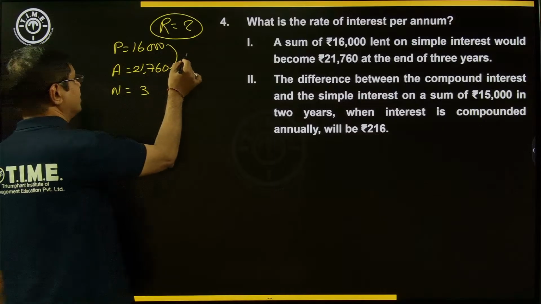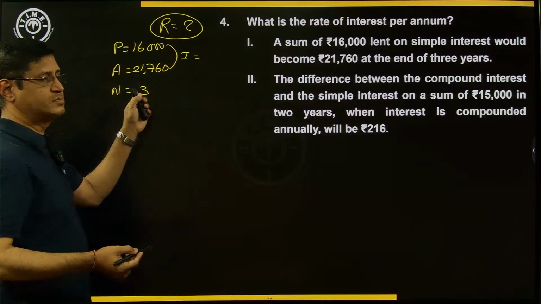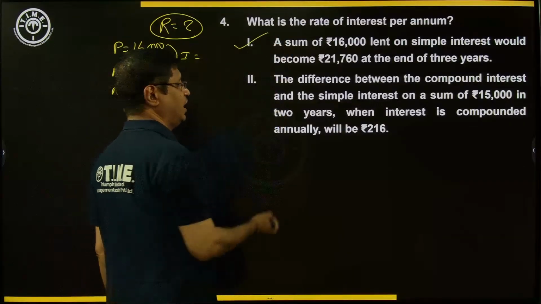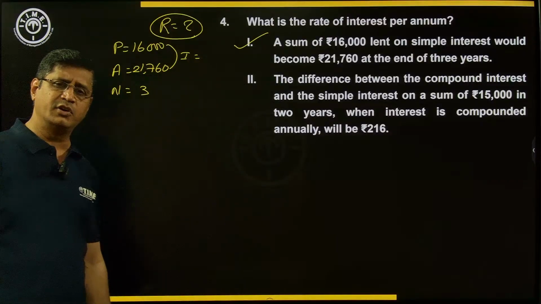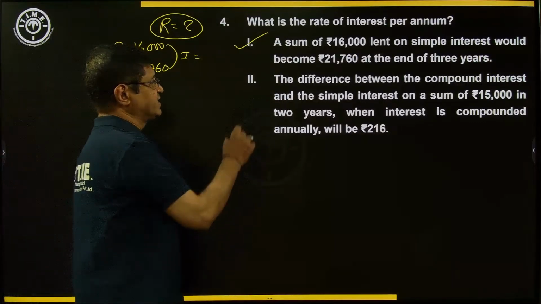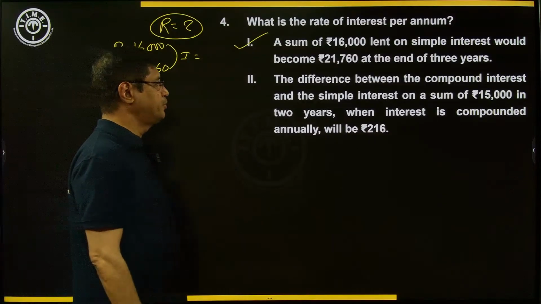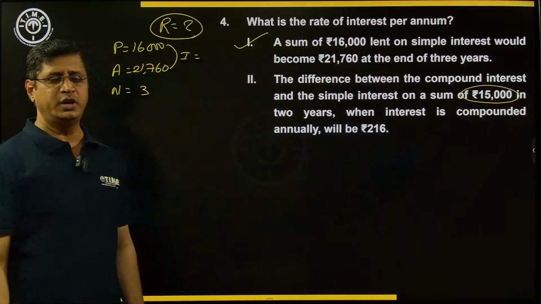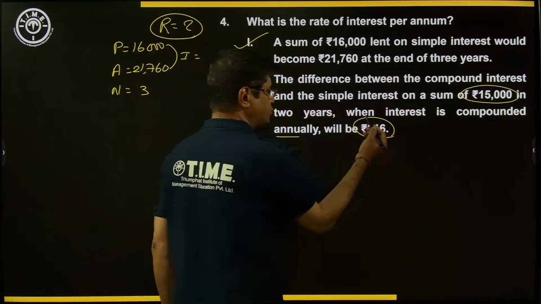The difference of these two is the interest. So interest is given, principal is known, and time is given. So what to find? R value. Substitute in the simple interest formula, PNR by 100 or PTR by 100. Substitute the values, simplify, it will give the value of R. Means 1 alone is sufficient. Look at the second statement. The difference between the compound interest and the simple interest on a sum of rupees 15,000 in 2 years, when the interest is compounded annually, will be rupees 216.